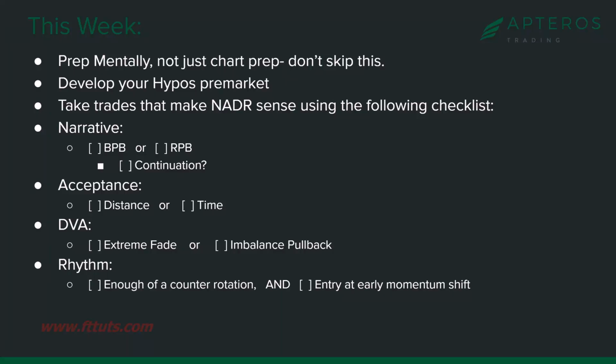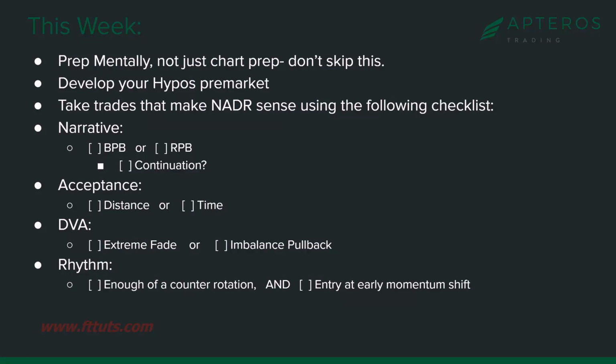It's fine. Narrative is there. Okay, breakout pullback. All right, it's setting up because of the acceptance picture. And I'm saying that the breakout pullback is there because of distance acceptance. We've pushed far enough beyond the level. Check, check. DVA. Okay, I still don't have anything with DVA, so let's see.